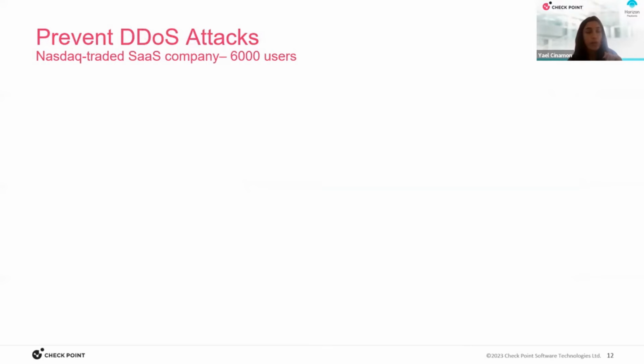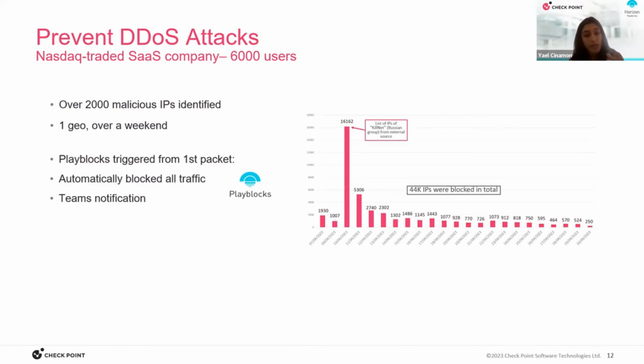And now I wanted to present a different case about how Playblocks was helpful in preventing a DDoS attack. This is about a public company, a SaaS technology company with 6,000 users. And we can see that in one morning we saw over 2,000 malicious IPs identified as attacking the organization. It was all from one geolocation over the weekend, so there was really a lack of people handling that situation.